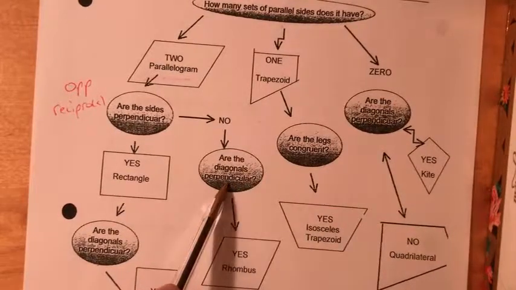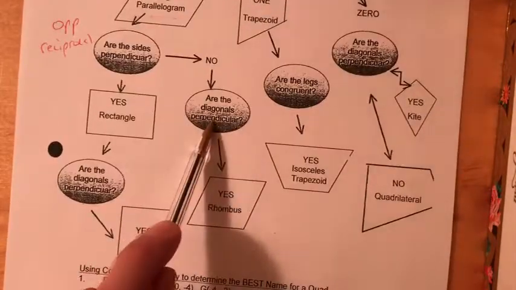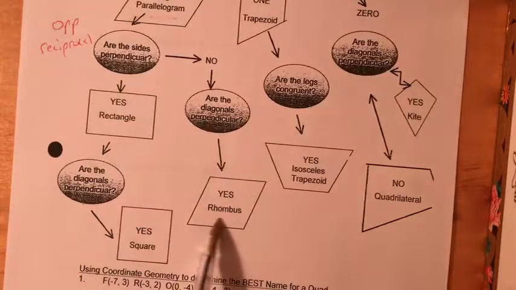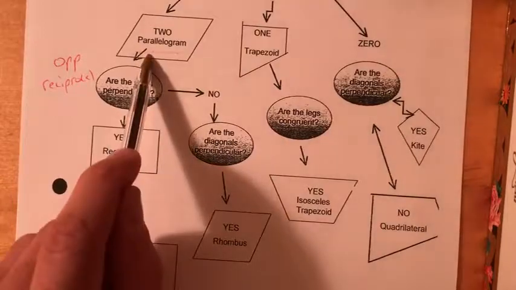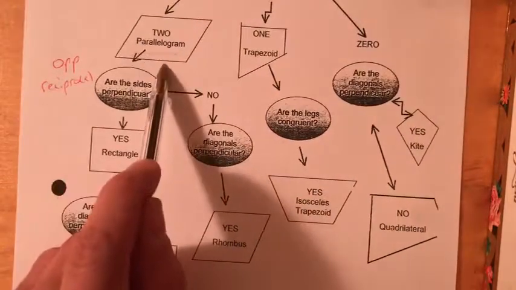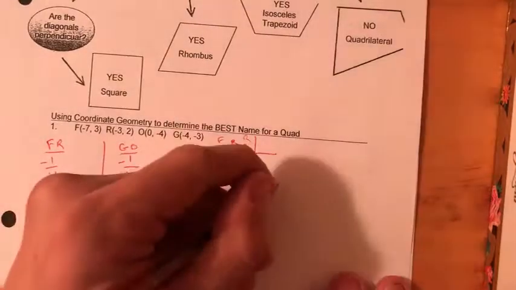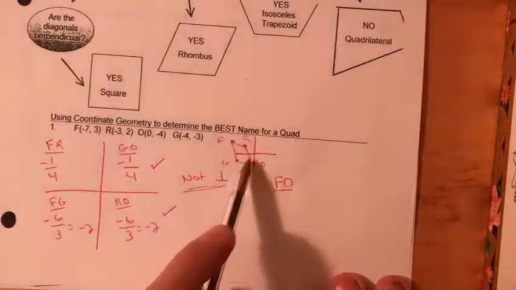So the very last question is, are the diagonals perpendicular? So to finish this off, we have to see if the diagonals are perpendicular. If it's a yes, we have a rhombus. If it's a no, we can't go this far. We have to backtrack until the last thing we said yes to, which was a parallelogram. So if we go down here, my diagonals are FO and RG.